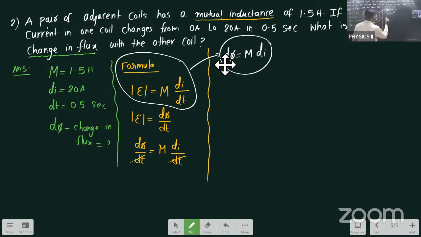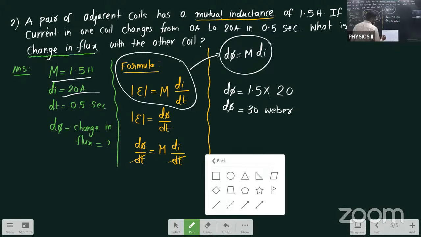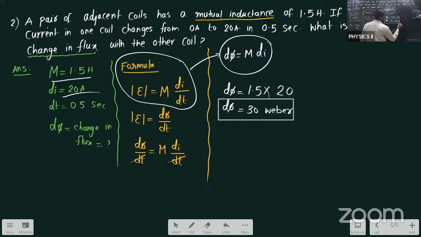So see here, let us substitute the values. d phi is equal to, what is the value of M given in the question? 1.5 into what is the change in current given in the question? 20. So d phi is equal to 1.5 into 2 will become 3, and another 0 is there. This will become 30 Weber. Remember this unit, for units you will be getting the marks. So this is the final answer.